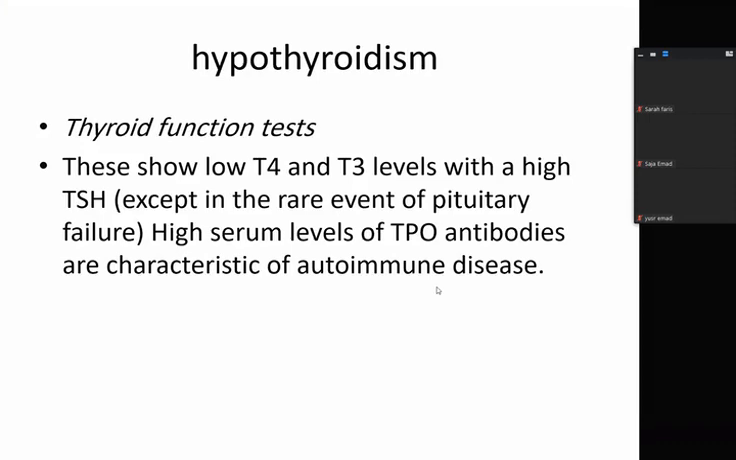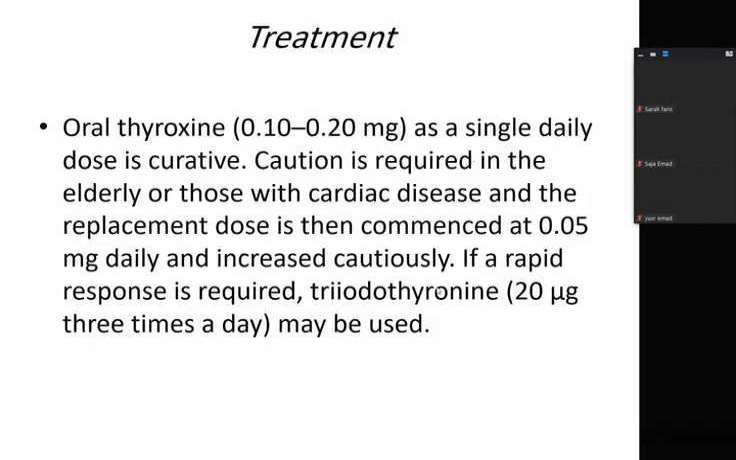Hypothyroidism thyroid function test will show low T3 and T4 with a high TSH level, except in rare cases of pituitary failure. Because with pituitary failure, what happens? TSH is low to begin with and the rest are also low. High serum level of thyroid antibodies are characteristic of autoimmune thyroiditis. Treatment for hypothyroidism is thyroxine. Thyroxine is 0.1 to 0.2 mg, meaning we usually write a dose of 100 to 200 micrograms, as a single daily dose, which is curative.